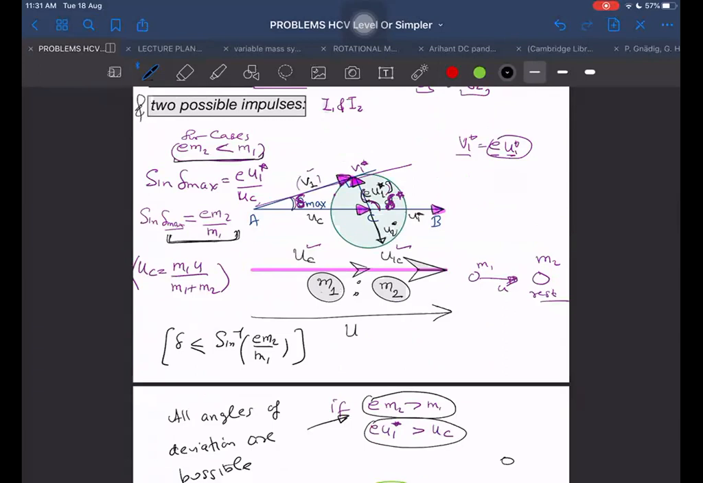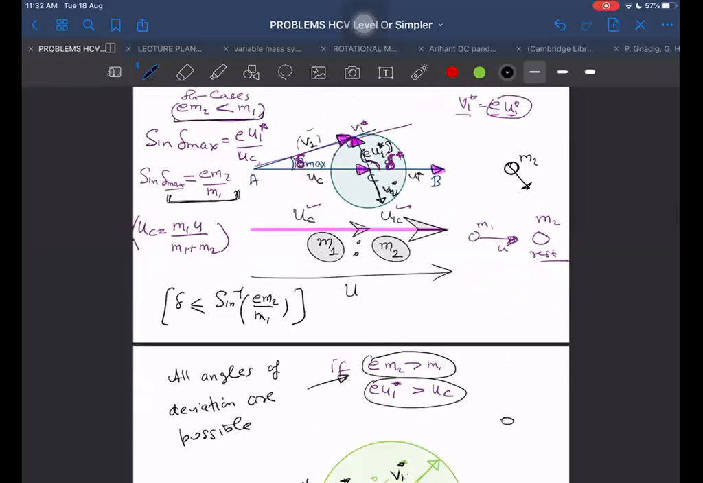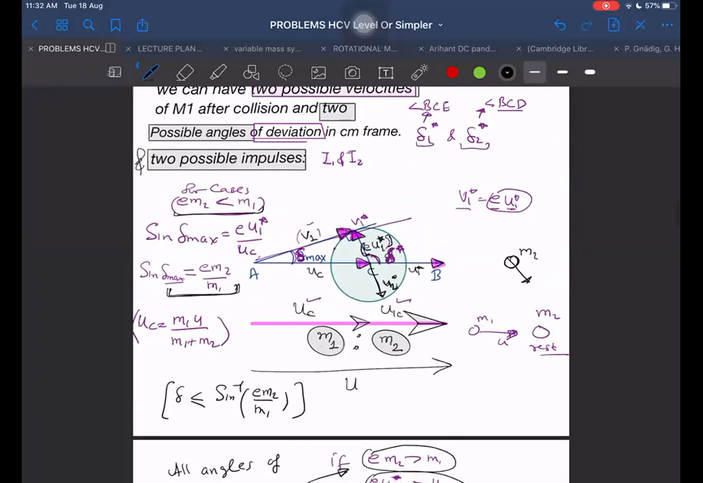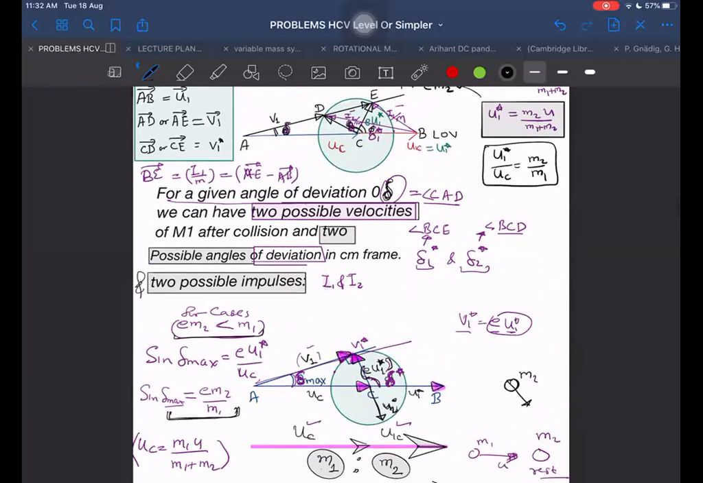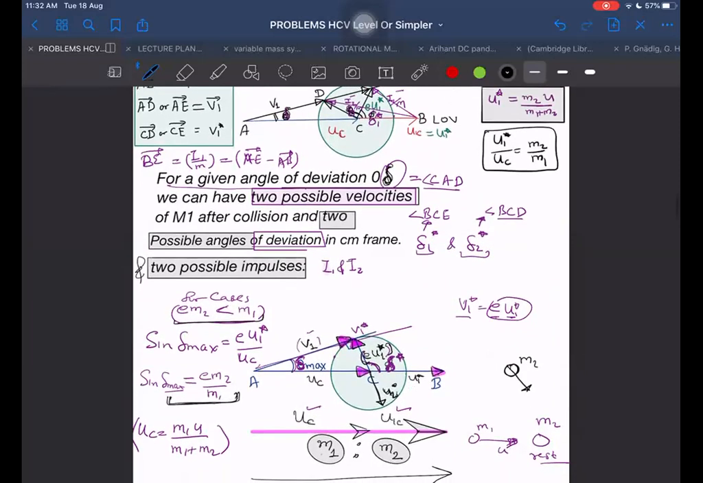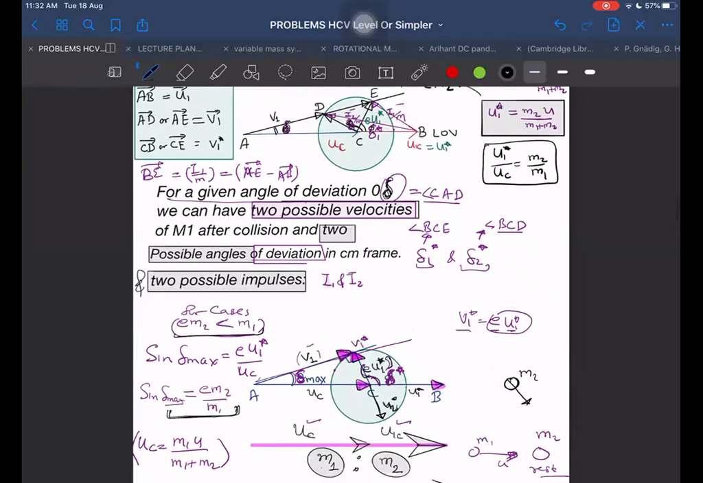Why? Because in the center of mass frame, the velocities are always equal and opposite to each other. So U2 star will be like this. If U2 star is like this, the second particle is moving only and only because of the impulse. It is not moving because of any other thing. Just because of the impulse only it is moving. So the impulse on the, wait a second, is something going wrong here?